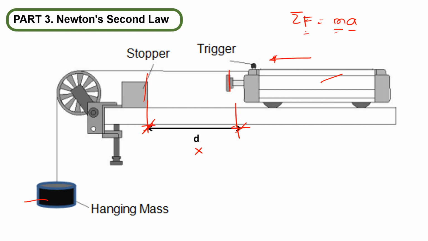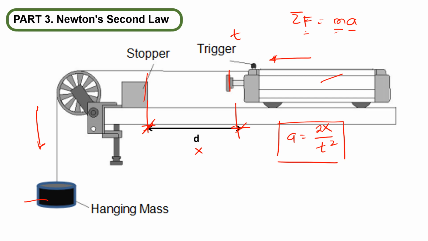If we release the cart here, the hanging mass will also be accelerating downward. So we can get the time here, and the distance is given, so we can compute the acceleration. Based on the formula for uniform motion, acceleration is equal to 2 multiplied by x divided by t squared. This is the experimental value of the acceleration of the cart.